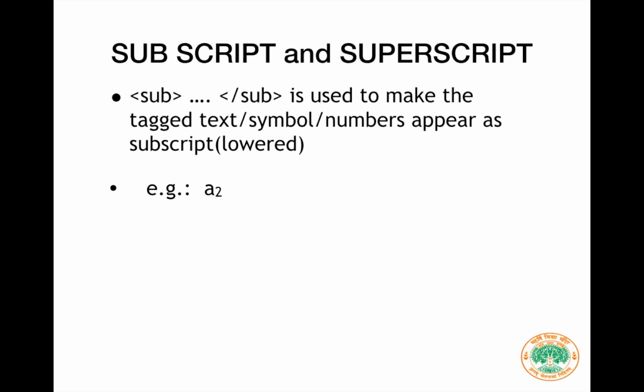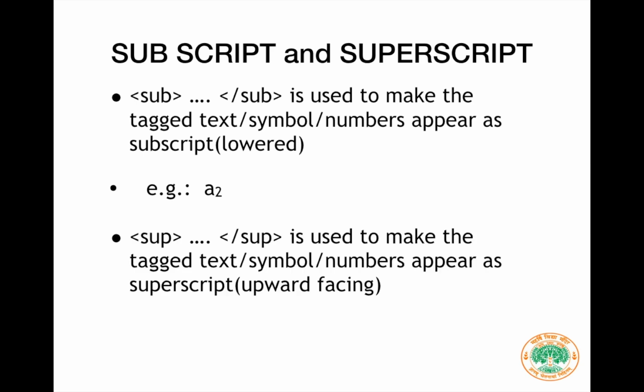Now let's come to superscript. What is superscript? If we want the numbers or text to be a little bit upward as compared to the original text, then it is known as superscript. For example, if we write a plus b whole square, the square, that is 2, comes above, so it is known as superscript. It is done with the help of the sup and /sup tag. So for example, a plus b whole square.